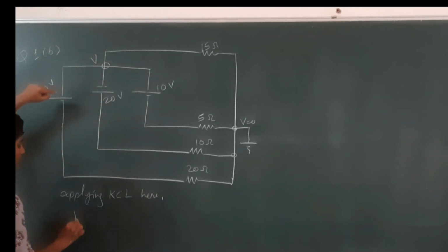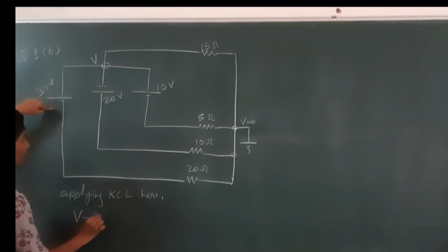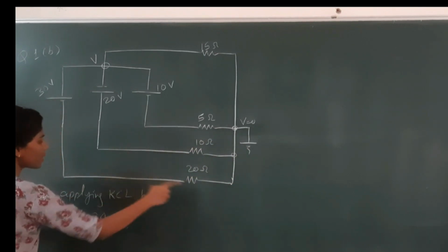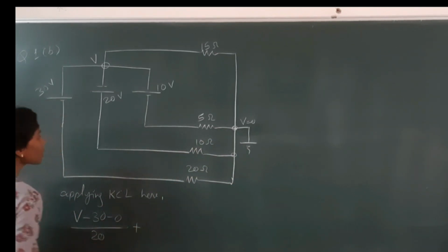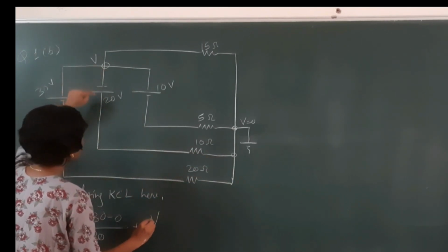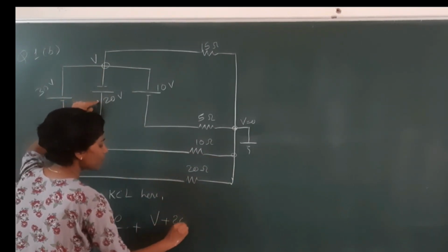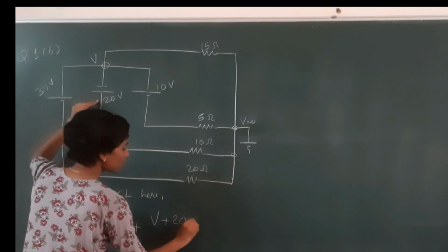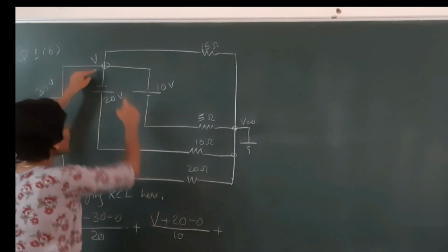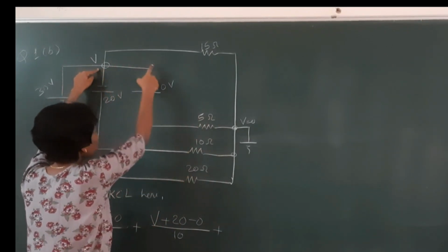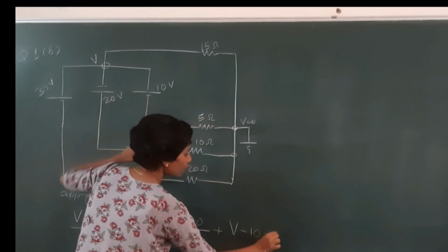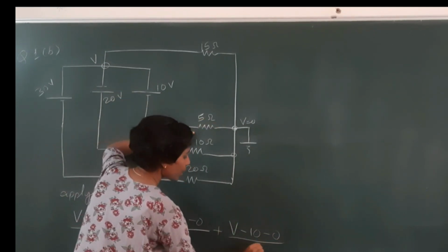That equation will be (V minus 30 minus 0) divided by the resistor 20, plus the second branch. I am taking it as V. Now opposite polarity is connected, so plus 20, then minus 0 divided by resistor 10 ohms. Again this branch: now we have (V minus 10, minus 0 reference) divided by resistor 5 ohms.